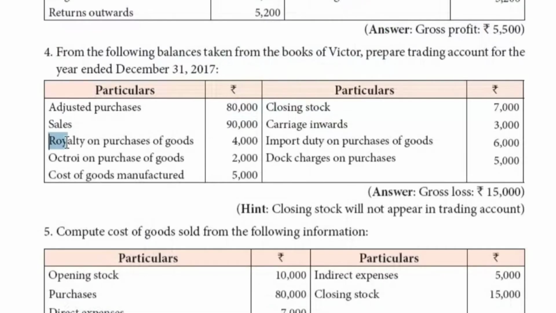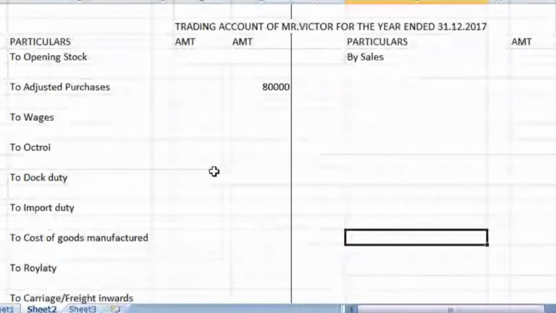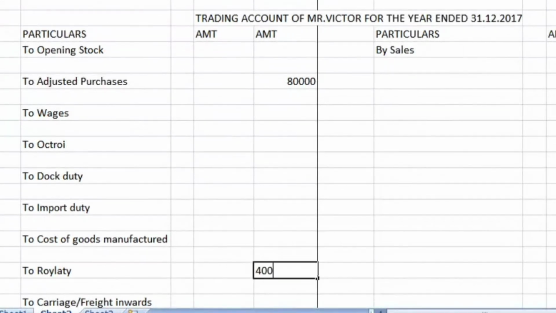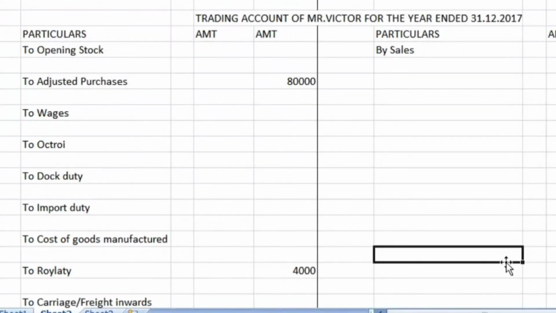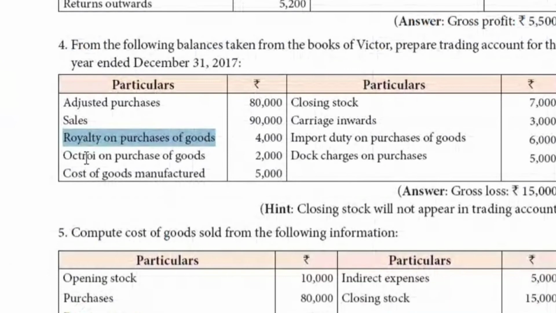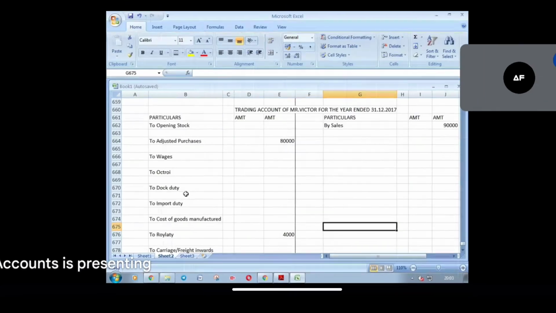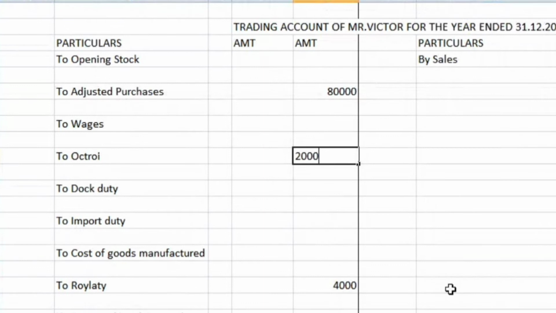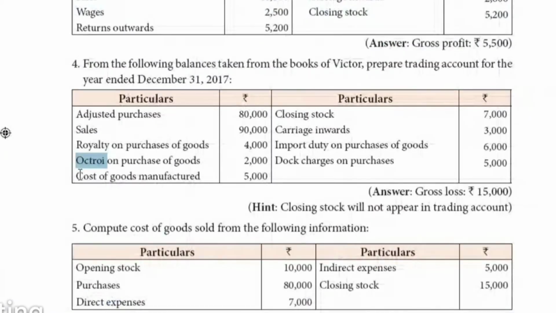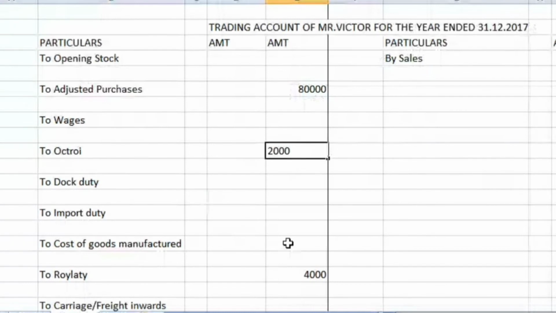Next we have royalty on purchase of goods 4,000. So we've written royalty, right? So that's 4,000. Now everything will come on the outer column only. Nothing will go to the inner column, because when we saw sales also, you should have seen that there was no sales return or purchase return in the sum. So everything goes to the outer column. After royalty, the next one is octroi. Octroi is 2,000. So put 2,000. Next we have cost of goods manufactured 5,000.